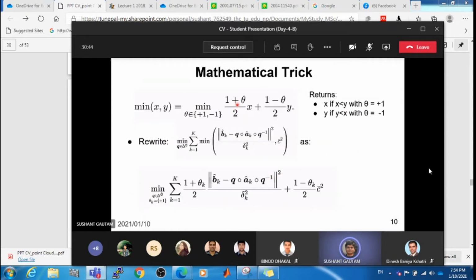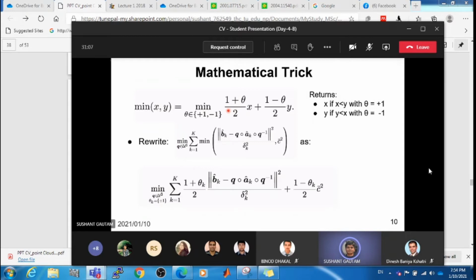Closely look at this top equation. We have seen a similar idea in the cost function of logistic regression, if you remember. Try putting theta equal to 1. You will get x from here. Try putting theta equal to -1, you will get y. So there are two possibilities of this term, x or y. There is also a min from here. The beauty of this equation is that it returns x or y, whichever is minimum.